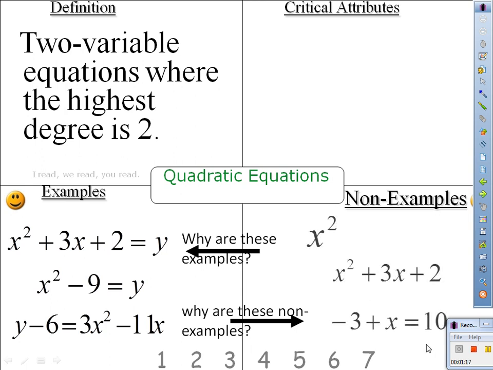Non-examples. Copy these. X squared plus 3x plus 2, and negative 3 plus x equals 10. As you're copying, you'll start thinking these are not quadratic equations because... bless you. All right, tell your neighbor why those are not quadratic equations.